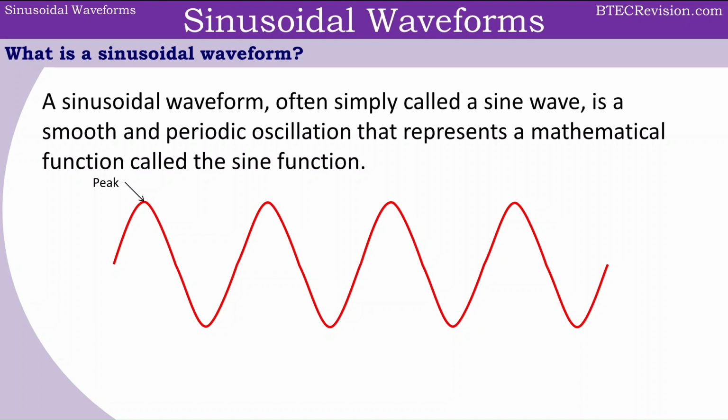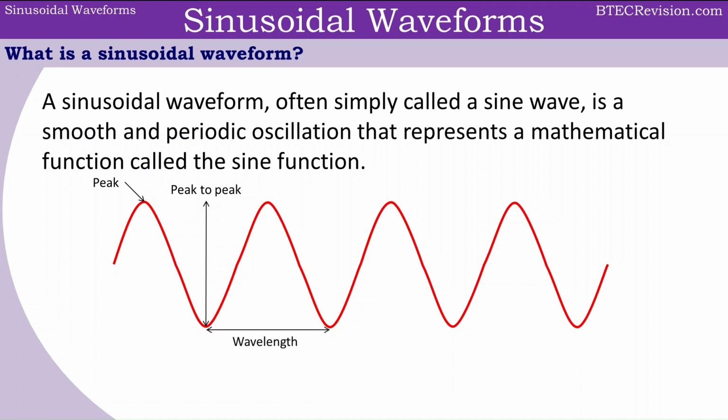We need to be able to label the sinusoidal waveform. Here we have a sinusoidal waveform, and the maximum value is known as the peak. Next, we can look at something called peak to peak. This is the distance from the maximum value at the top to the maximum value at the bottom. Next, we can look at something called the wavelength, which is the distance between two consecutive points. For example, if we take 2 points at the bottom, that distance is called the wavelength.